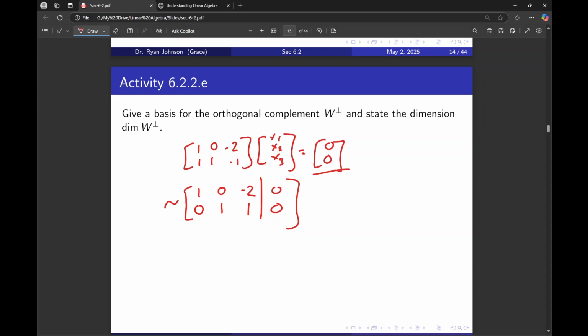This means that, well, I can do it a couple ways. Why don't I do it with my Kyle numbers, okay? So I've got a free column, so put the 1 over there, and then the negative 2 goes over here, that's positive 2. The 1 goes over here, becomes negative 1. And so basically, this is the span of the vector 2, negative 1, 1. Okay? So then that's W perp. It's one-dimensional.